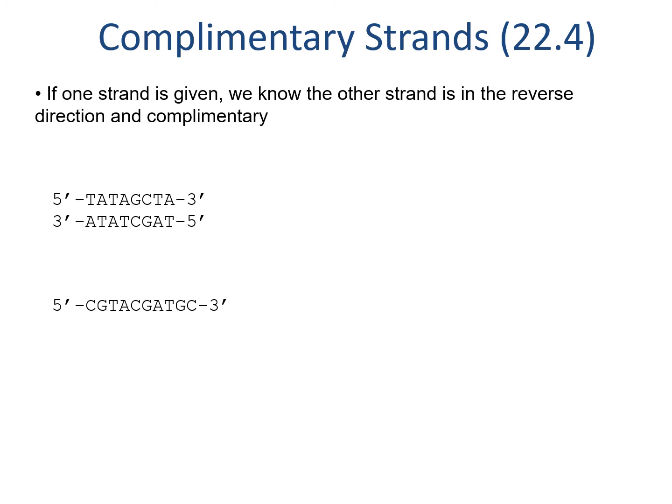Now pause and try to identify what the second strand would look like. Again, we see every C would be paired with a G and every T with an A, but again, the 3' end would match with the 5' end and the 5' end with the 3' end. The strands would be in opposite directions.